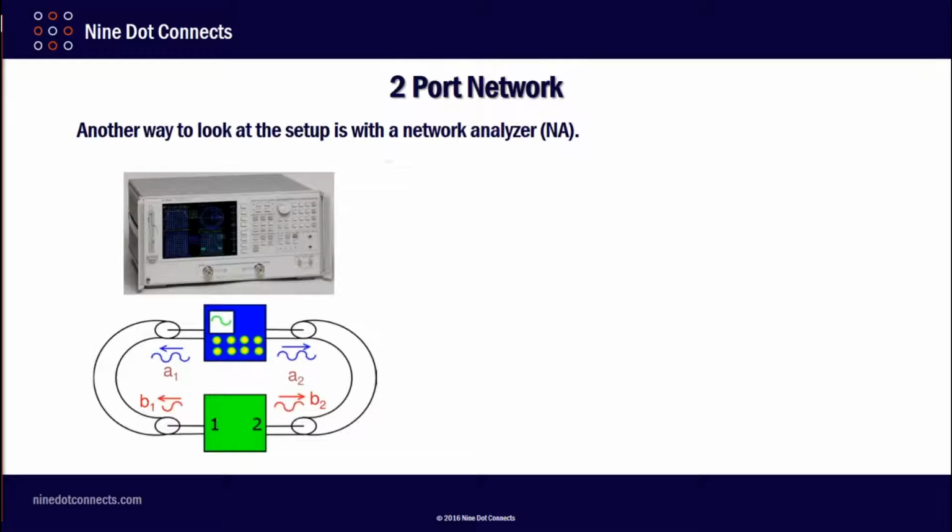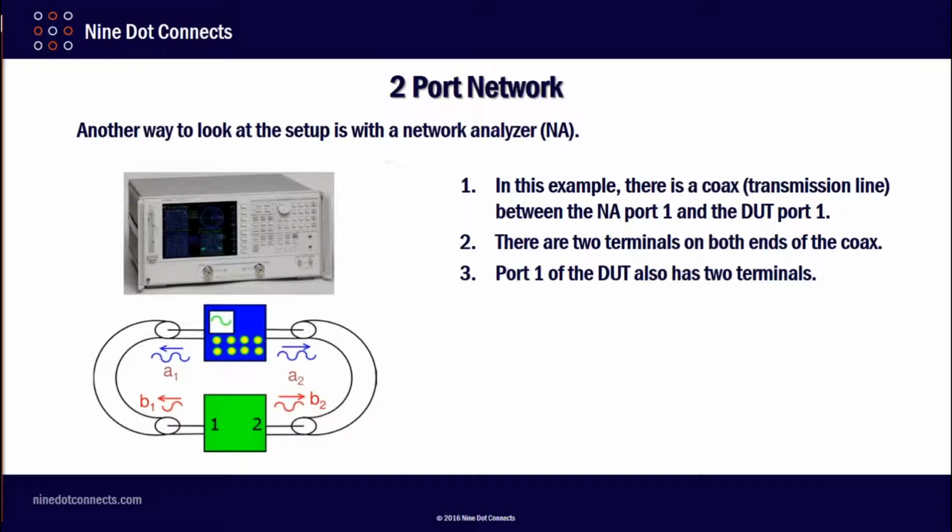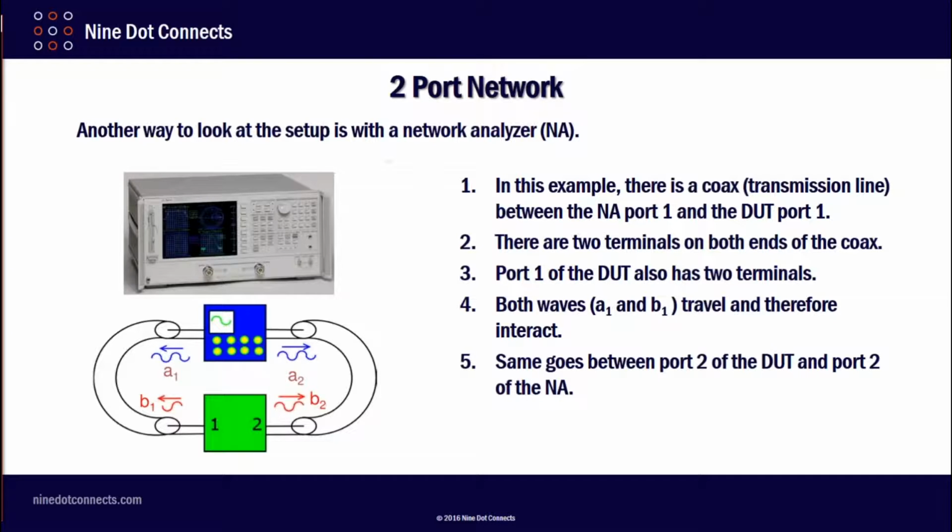More on that later. So another way to look at the setup is with the network analyzer. If you'll notice here we have a blue representation of the network analyzer. We have a piece of coax going to port 1. And we have both A1 and B1 on that port. Notice that there are two terminals on both ends of the coax. Port 1 of the device under test also has two terminals. Both waves, A1 and B1, travel and therefore interact on this same medium. The same goes between port 2 of the device under test and port 2 of the network analyzer.